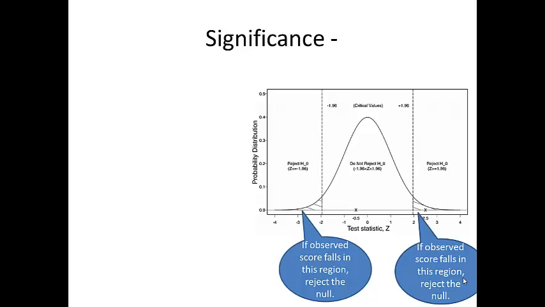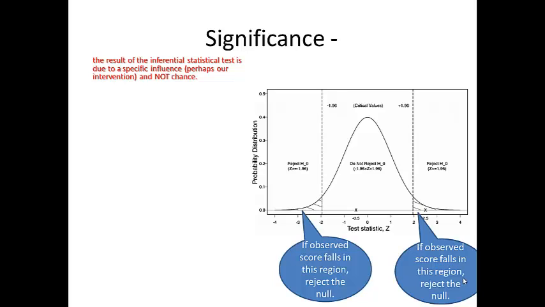So we're going to look a little more at significance. Significance is defined as whether the result of an inferential statistical test is due to a specific influence, maybe the intervention that we chose, or is it due to chance? So if our observed score falls in either region of the normal distribution curve, as you see here in the diagram, then we can reject the null.